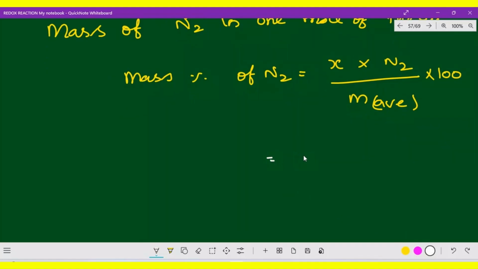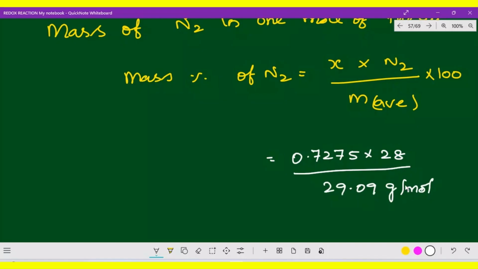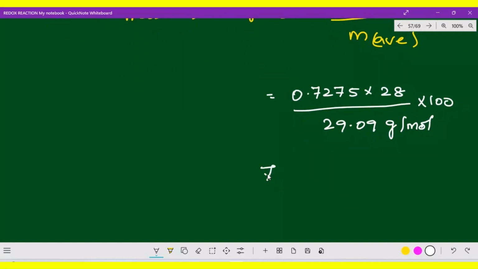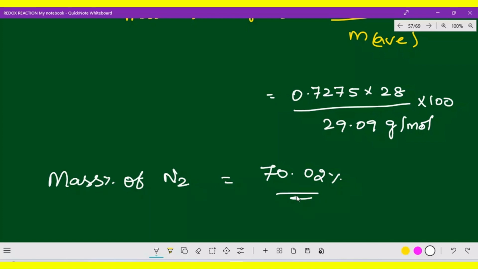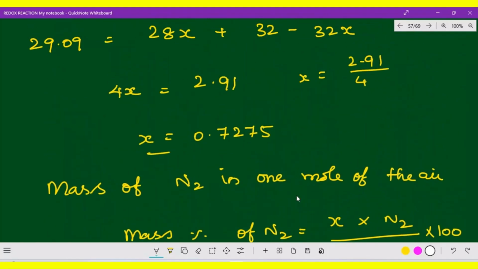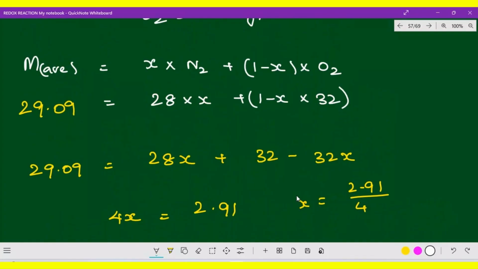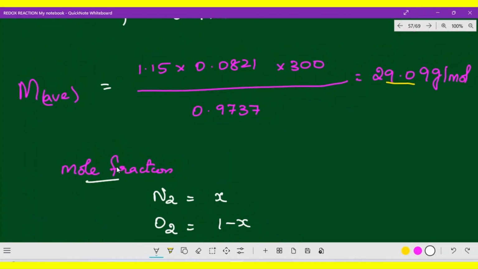Let us apply the values here. x equals 0.7275 into 28. Nitrogen they are asking; if they were asking oxygen, you would apply the value for oxygen. Divided by 29.09 gram per mole, that is the average molar mass, into 100. So you will get around 70.02%, the mass percentage of nitrogen. If you go step by step it is easy, and the mole fraction concept is the same for the last sum and this sum, but it is really interesting to solve. So which is the correct option? Let us go step by step and analyze this.